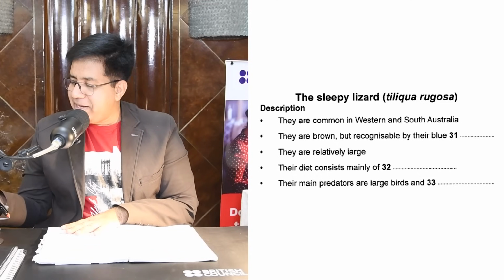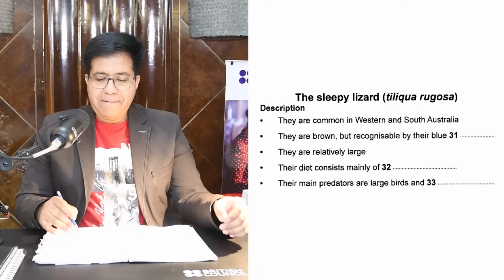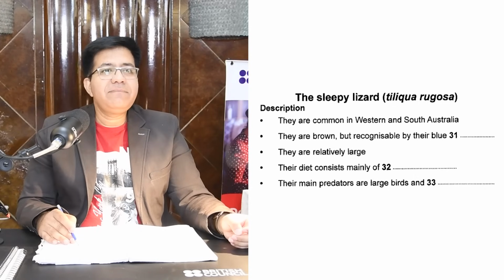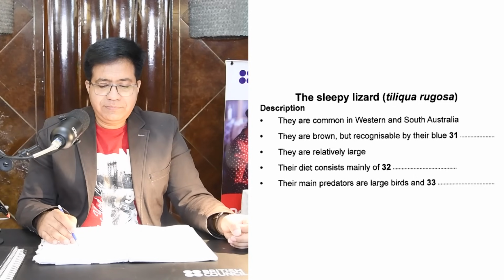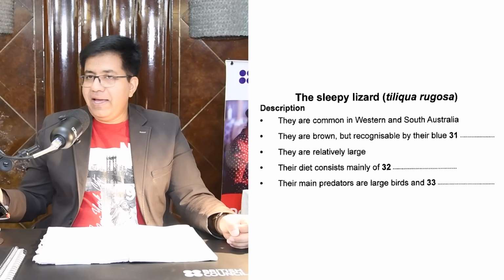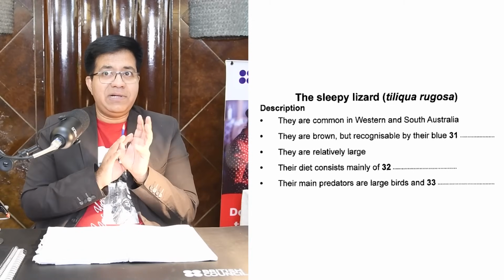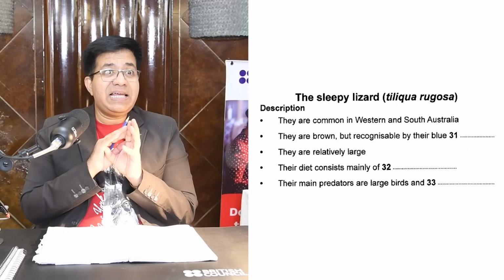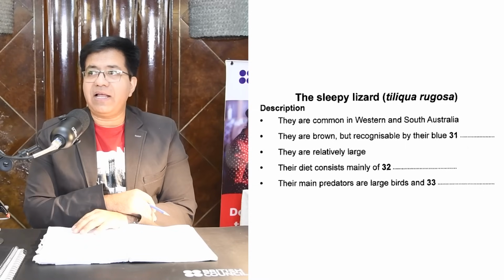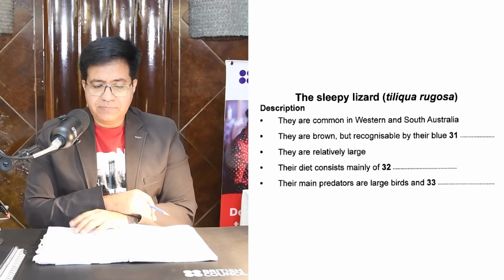So let's see, what do they mainly eat? "They're much bigger than most European lizards. They have quite a varied diet, including insects and even small animals, but they mostly eat plants of varying kinds." Okay, insects and other small animals, but they mostly eat plants. That's right. The correct answer is plants.